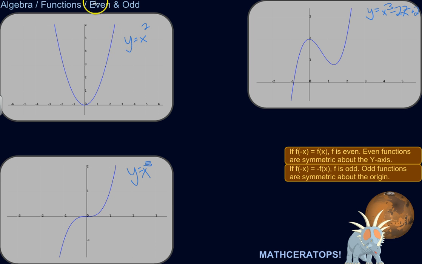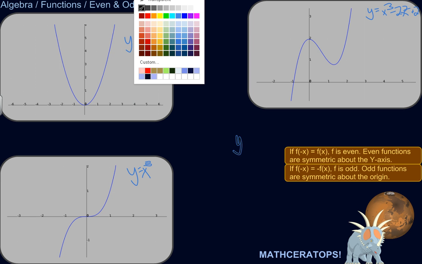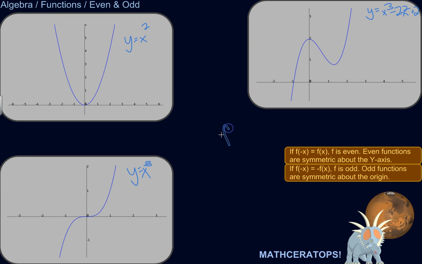So y equals x squared is a classic case. I'll use function notation: f of x equals x squared. So for example, f of 3 is equal to 9, right? 3 squared. f of negative 3, negative 3 squared, is also 9. So f of negative x gives you the same value as f of x. Therefore, it's an even function.